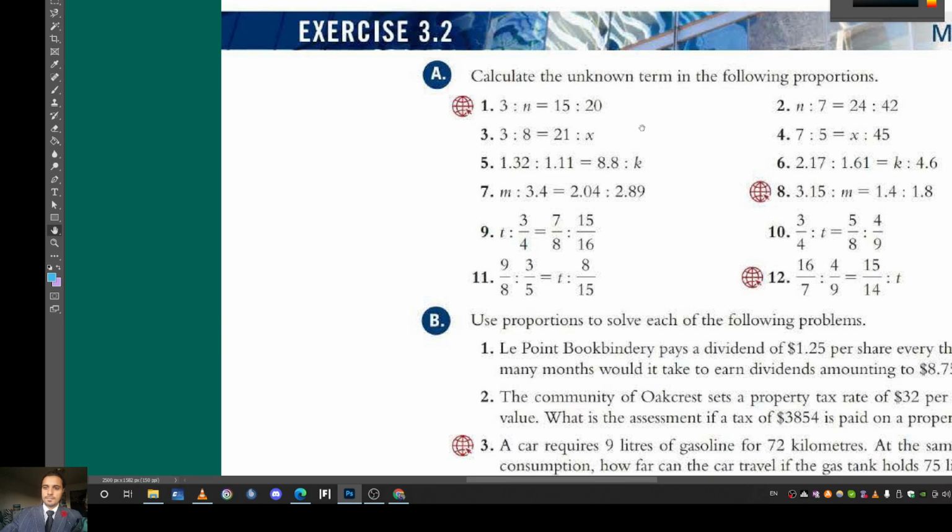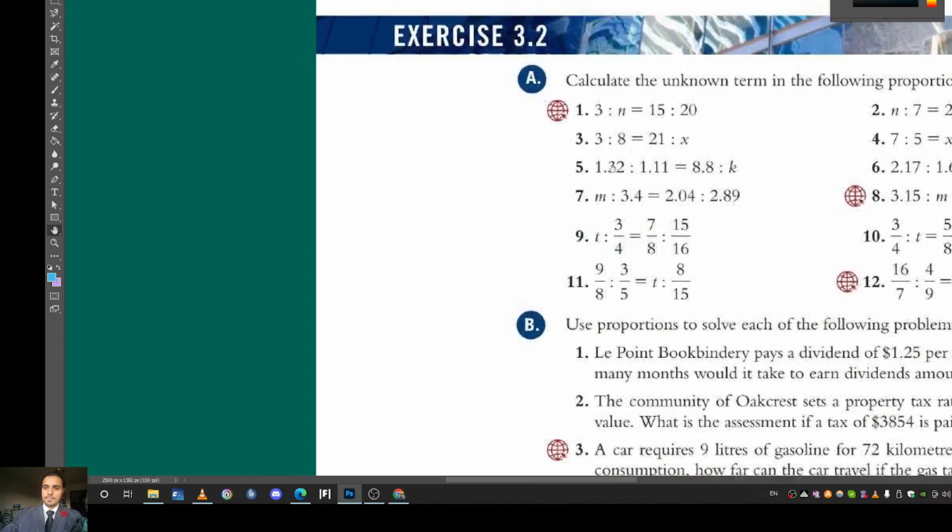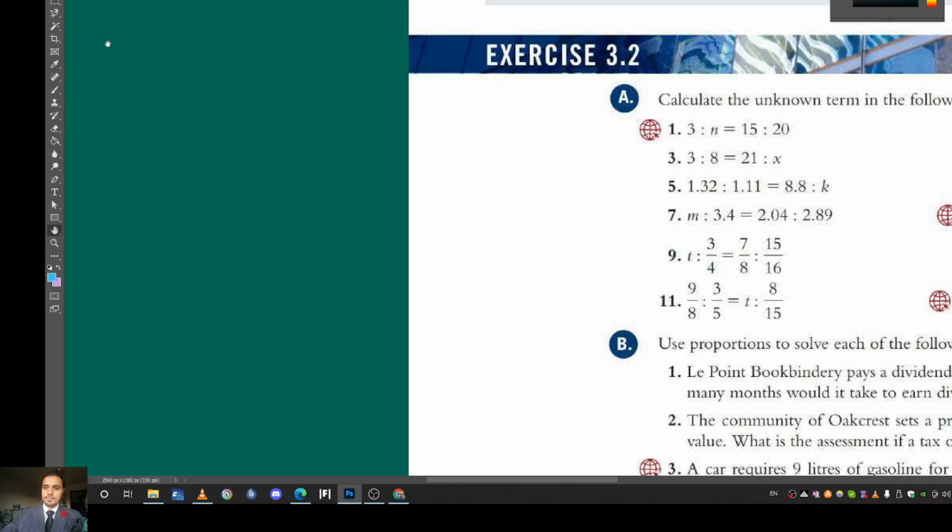Which one shall we try? Let's try number 5. It looks a little intimidating, right? It's just decimal. So 1.32 ratio 1.11 equals 8.8 ratio k. So of course we are supposed to find the value of this k, right?